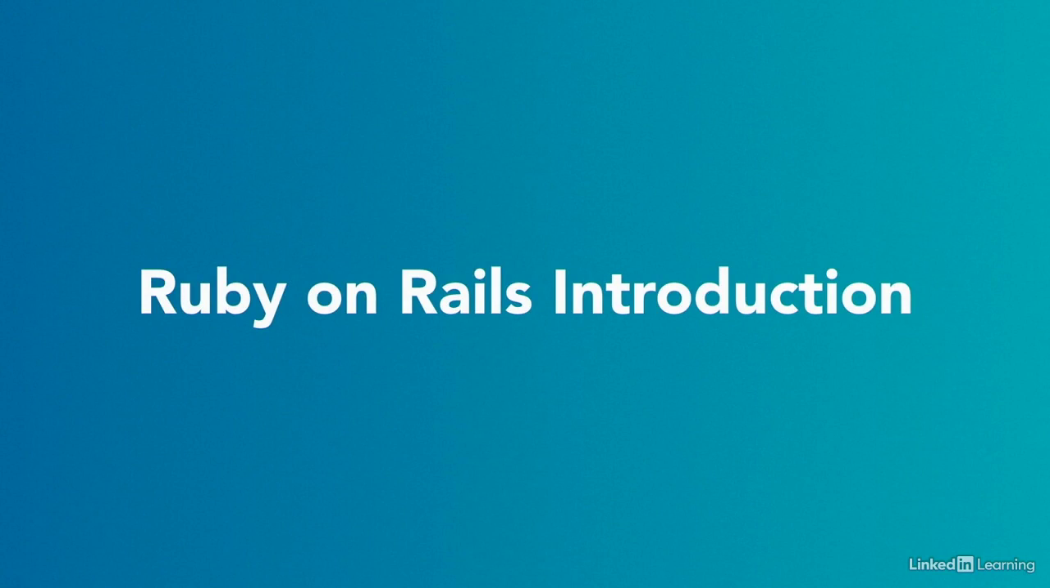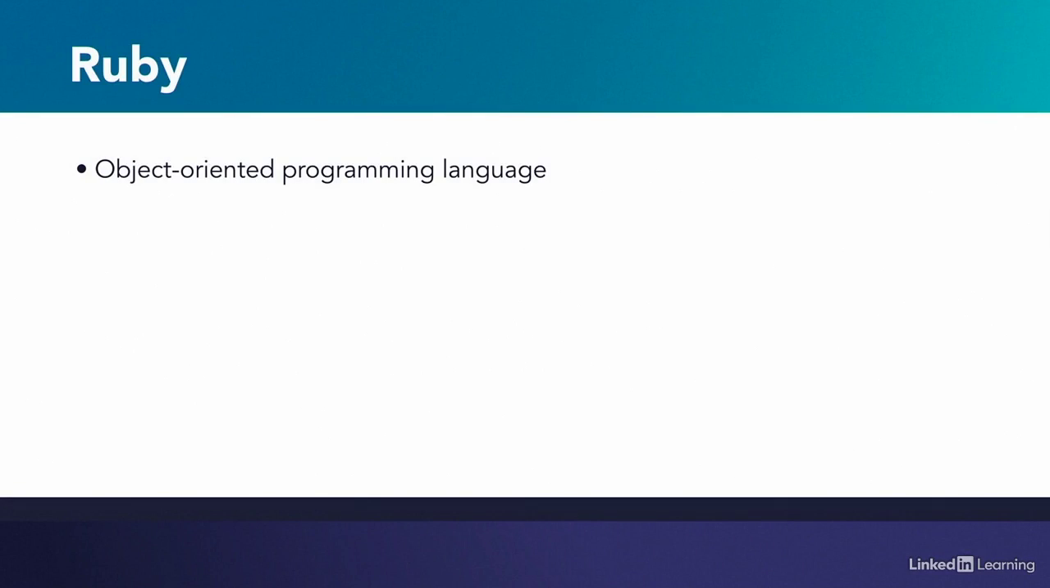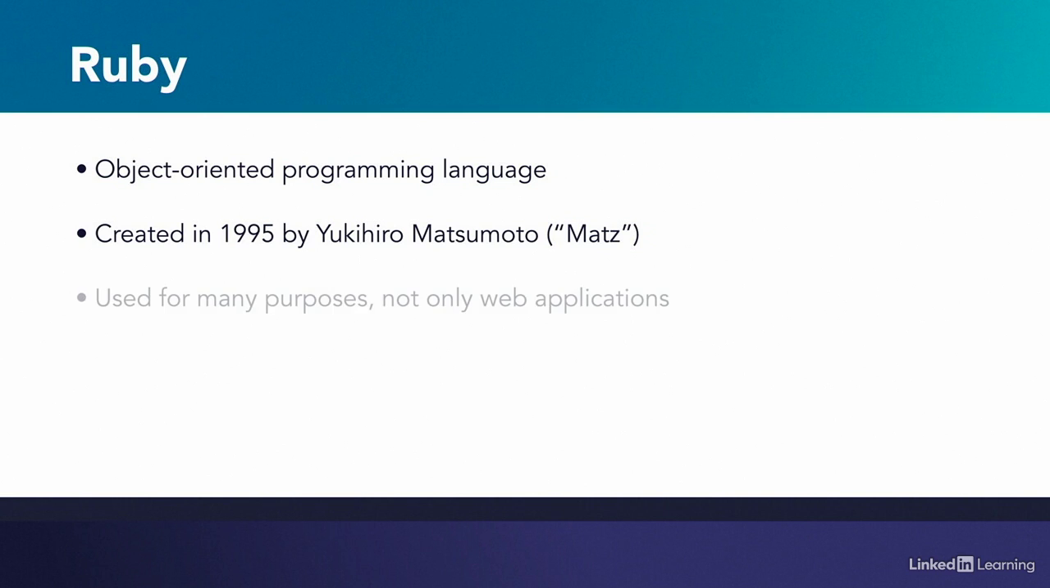I want to start by introducing you to Ruby on Rails. Ruby on Rails is made up of two parts, Ruby and Rails, and it's going to be important to understand the difference and to keep them straight in your head. Ruby is an object-oriented programming language that was created in 1995 by Yukihiro Matsumoto, who often goes by the nickname Matz. Ruby can be used for many purposes, not just for web applications. It's a general programming language.